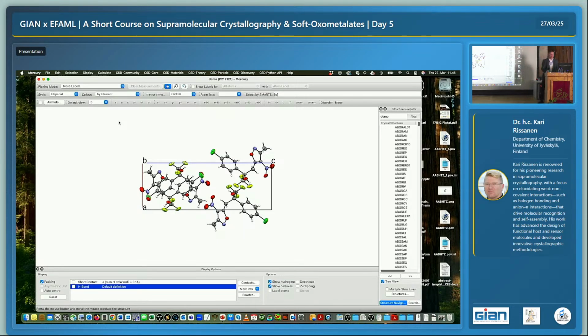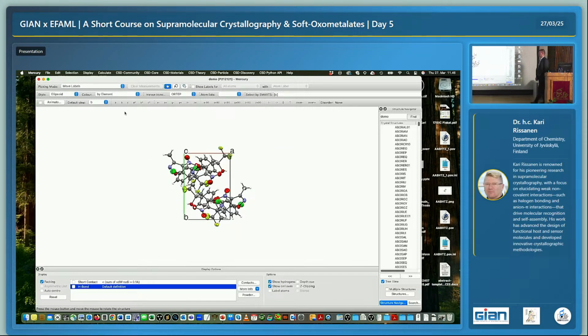And then, of course, you can look at that also from the C axis, and then it looks like this. This is the worst view, because there you can see the other molecules are in front of the other ones.